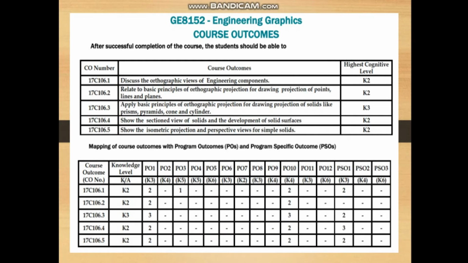So this is the course outcome for the engineering graphics subject. Today we are going to see Unit 4. The CO number for Unit 4 is 17C106.4. The course outcome is to show the sectioned view of solids and development of solid surfaces. The highest cognitive level is K2. The PO and PSO mapping for this course outcome is PO1, PO10 and PSO1.